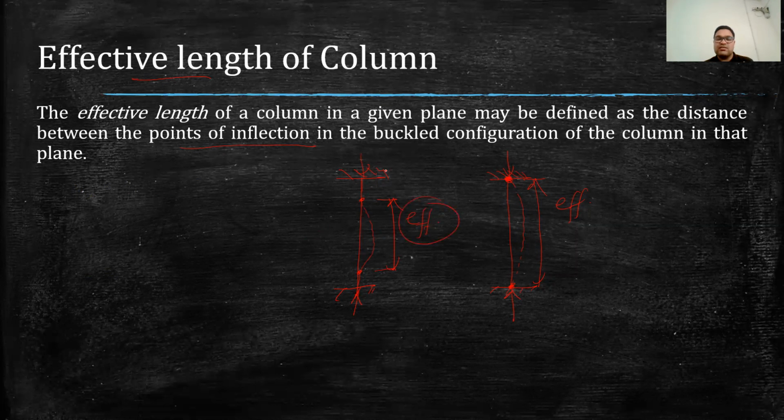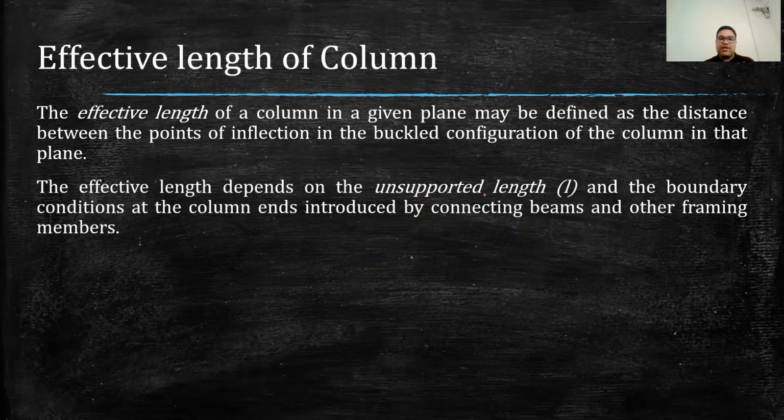So this effective length depends on the end condition, how firmly this column is connected. That is what we call effective length, which depends on the buckling configuration, and that depends on the end conditions. So effective length depends on the unsupported length. Basically, this effective length is a fraction of length. It may be the fraction of length and it actually depends on this length and the boundary condition. Boundary condition means the column's end condition, how it is being connected at the ends.